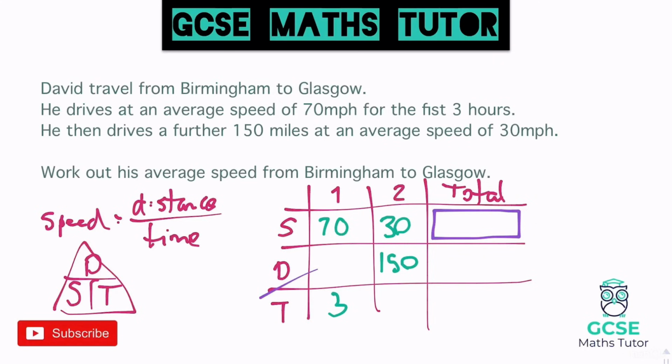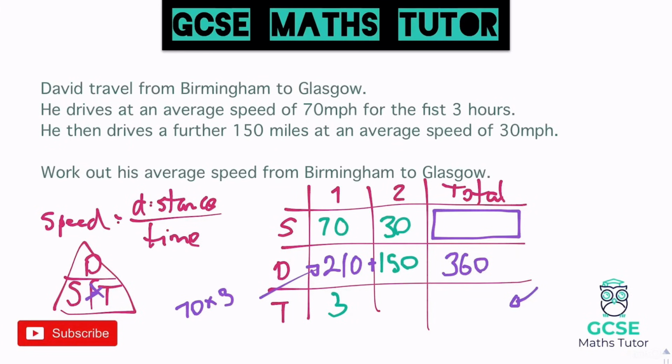So this first distance here, let's see if we can work that out. So looking at our formula triangle, distance is speed times time. So we can do speed times time to work out that distance. So 70 times 3, the speed of 70 times 3, says it will go 210 miles. So again, we can add these together to get a total distance at the end there, because that would be 360 miles in total that he's got to do. So all we've got to do is get this total time here, and then we'll be able to work out his speed.